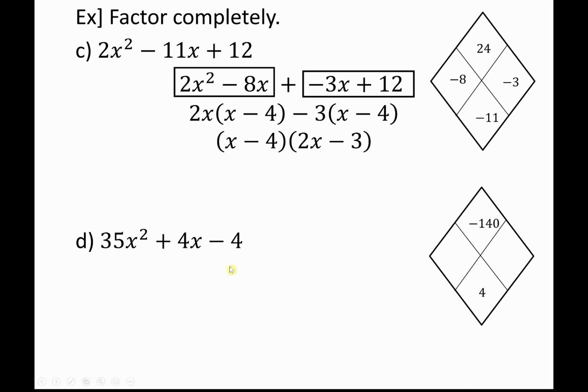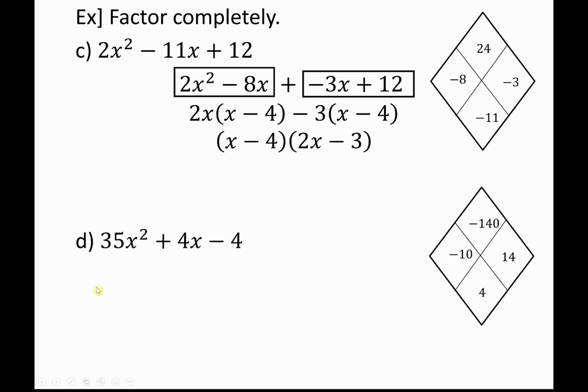You might have to think about it for a second. If you'd like, press pause and play around with some numbers to figure out how to finish this diamond. And if you're ready, here it is. It'll be -10, +14. That's how you'll multiply to get a -140, but also add to give you a +4. So split the middle term that way.